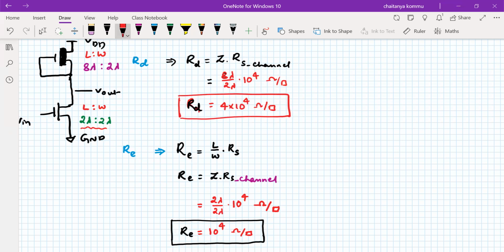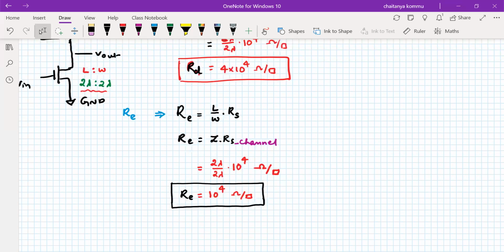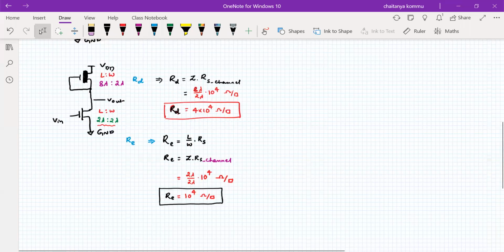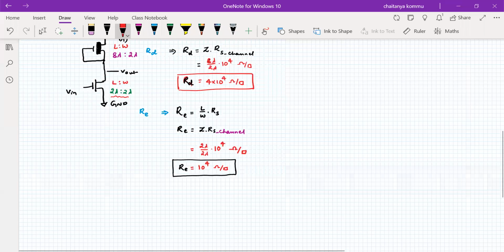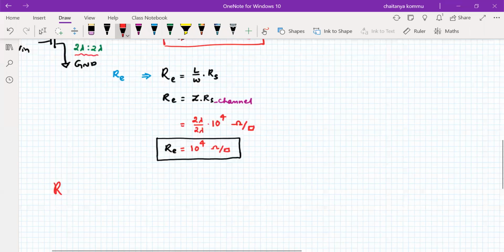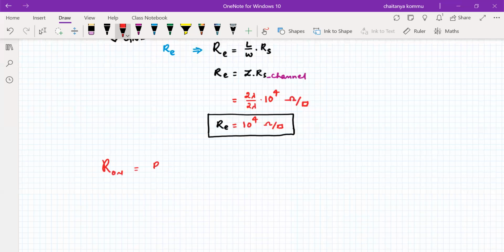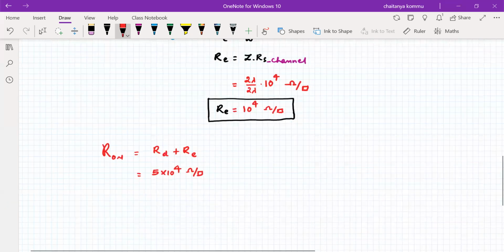So now if I calculate the on resistance of this particular device, what is R on? R on is simply, both the devices are on, RD plus RE, right? So this becomes 5 into 10 to the power of 4 ohm per square. So this is how we need to calculate.